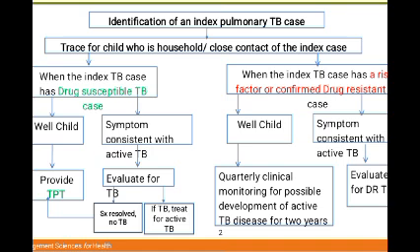On the right side, when the index TB case has a risk factor for or confirmed drug resistant TB case, well child, symptom consistent with active TB, quarterly clinical monitoring for possible development of active TB disease for 2 years. Evaluate for DR TB.